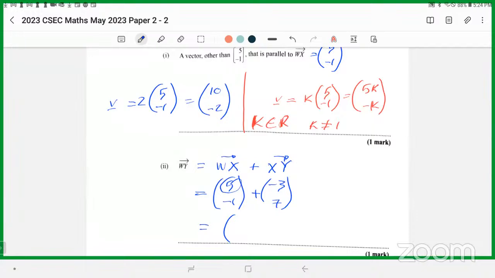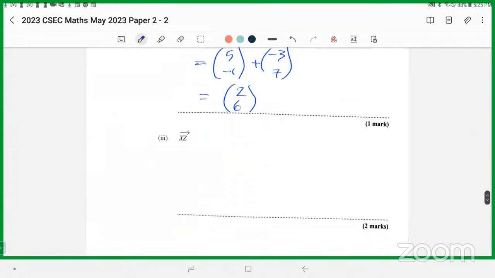Okay. So I was saying 5 and the minus 3, same as 5 minus 3 is 2. Negative 1 and 7. Negative 1 plus 7, same as 7 minus 1 is 6. That's my answer. That is WY. Then down here, they want us to do XZ. They want us to go from X to Z.